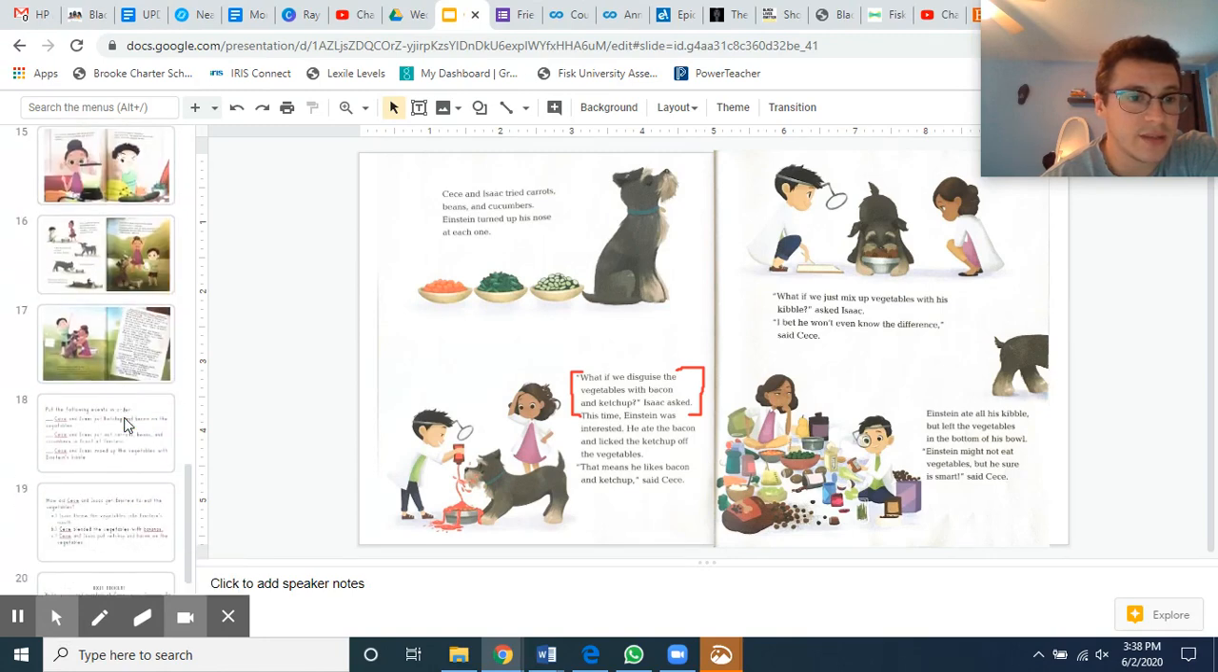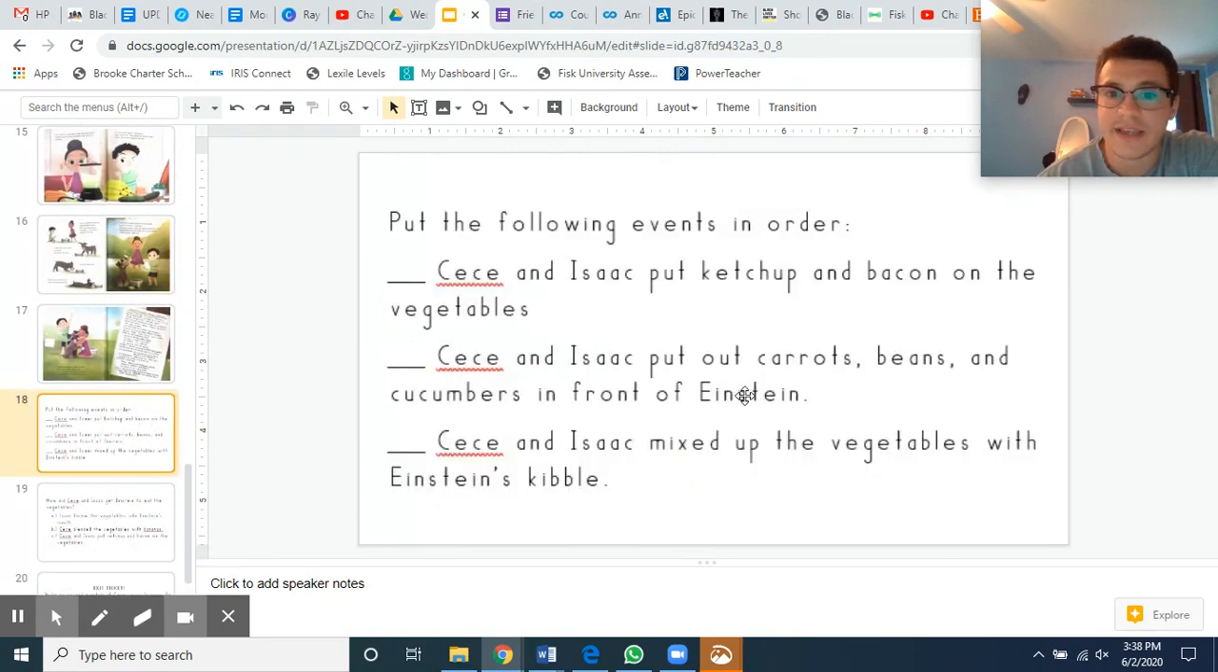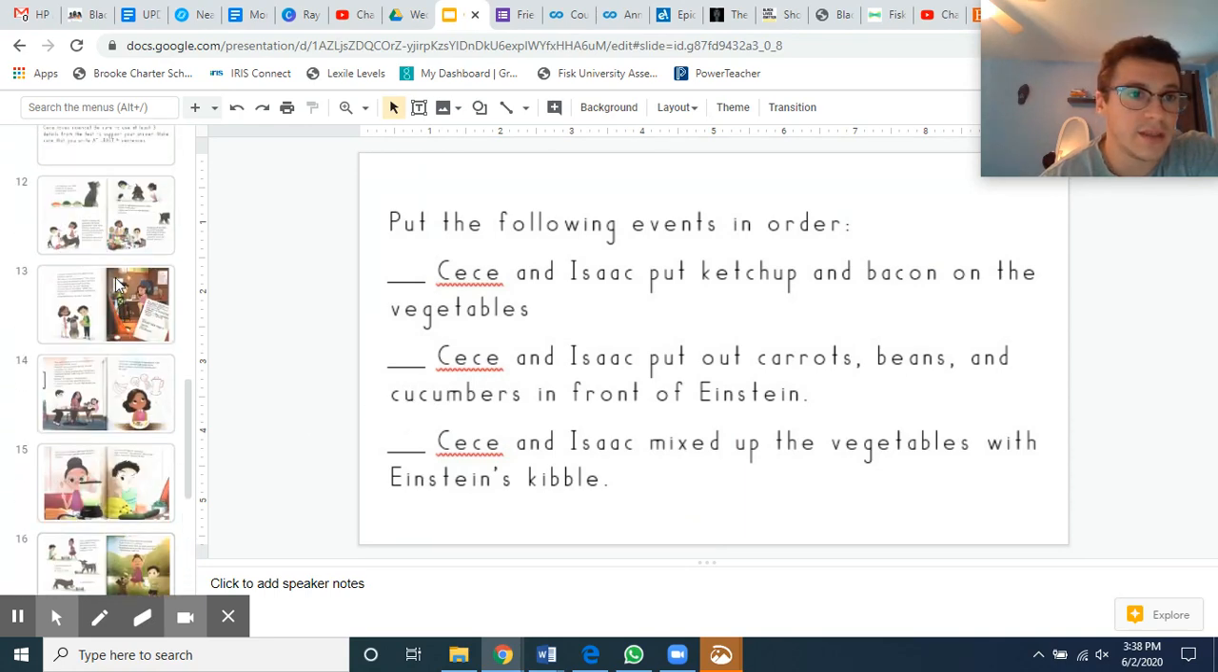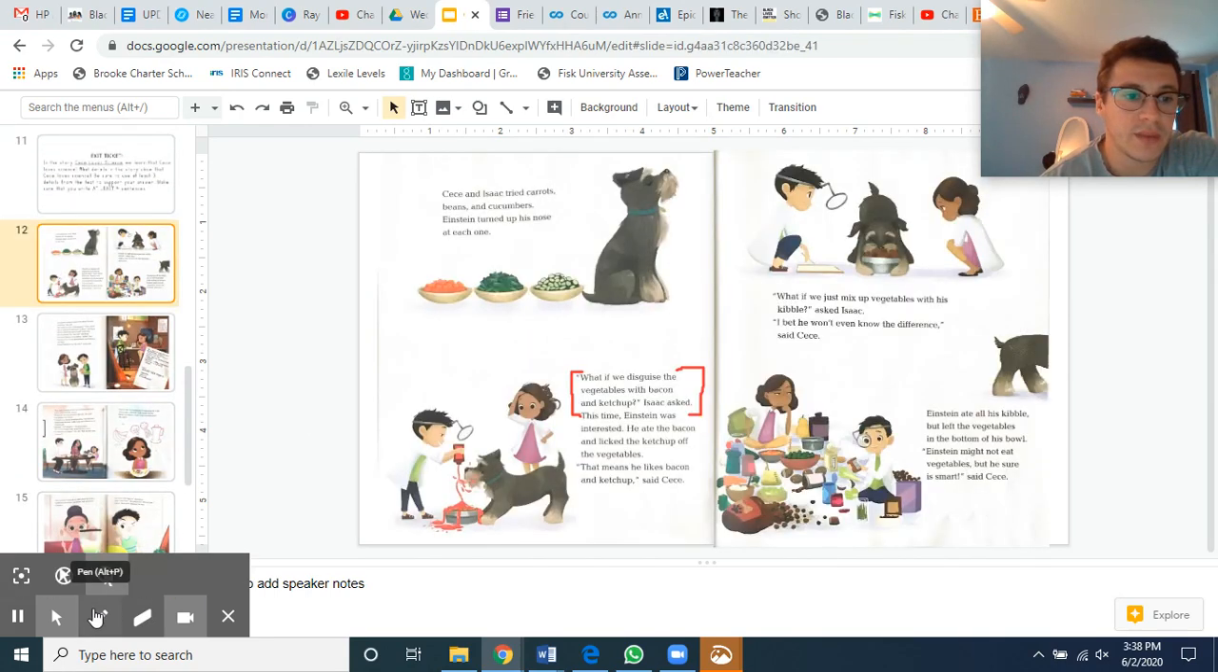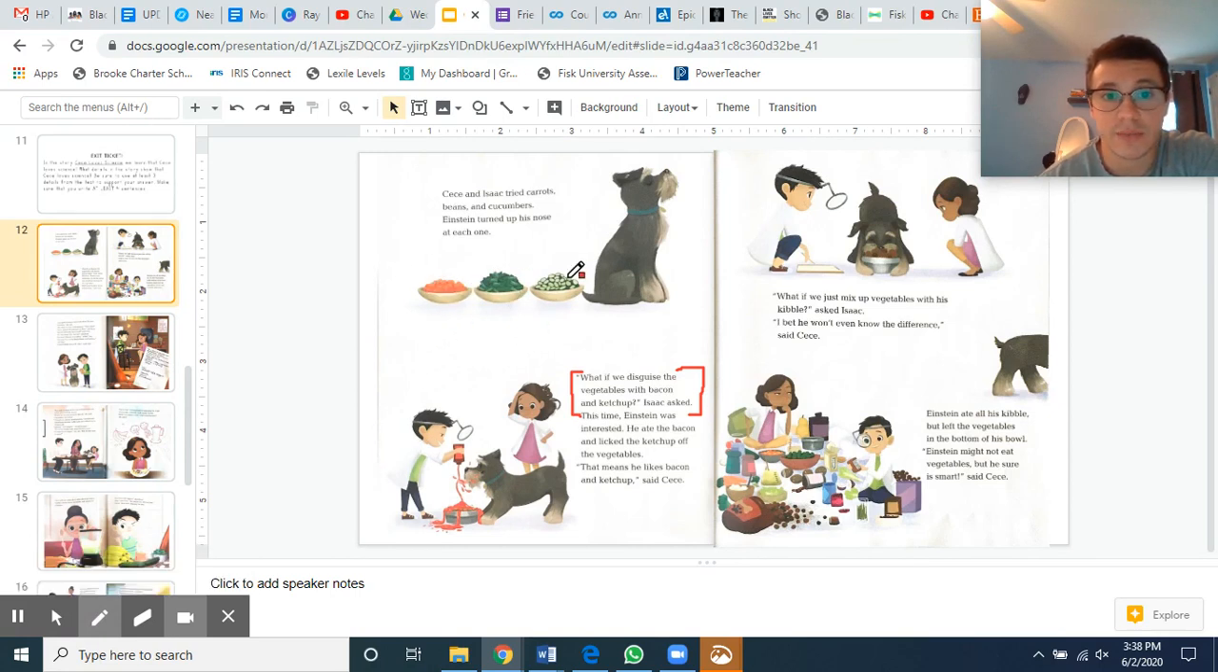Let's go back. Cece and Isaac put out carrots, beans, and cucumbers in front of Einstein. Let's see. All right, well, here we see the picture of the carrots, beans, and cucumbers. And then up here it says Cece and Isaac tried carrots, beans, and cucumbers. Well, that's that text evidence, so that goes over here.